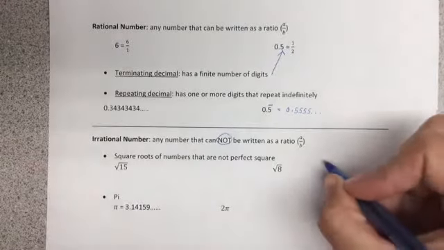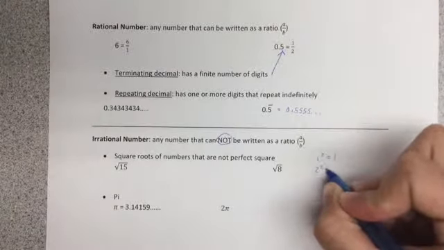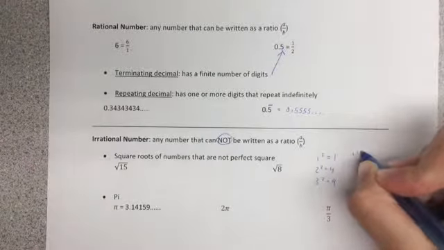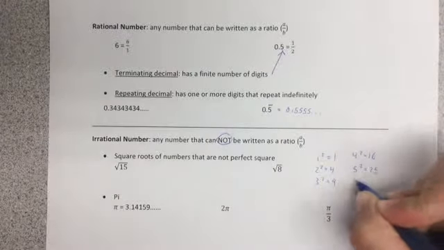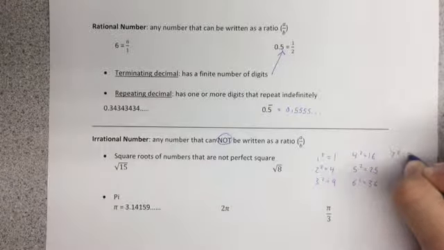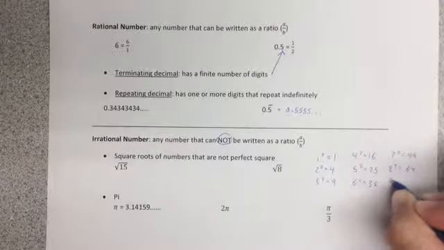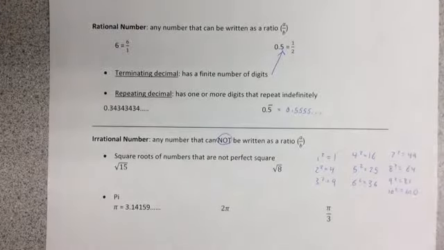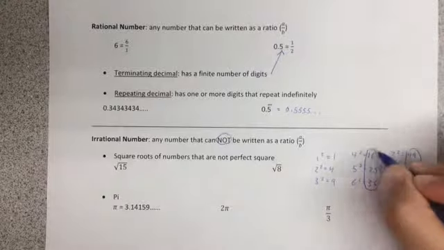So over here, I'm going to write out our perfect squares. We have 1 squared, which equals 1, 2 squared, which equals 4, 3 squared, which equals 9, 4 squared, which equals 16, 5 squared, which equals 25, 6 squared, which equals 36, 7 squared equals 49, 8 squared equals 64, 9 squared equals 81, and 10 squared equals 100.